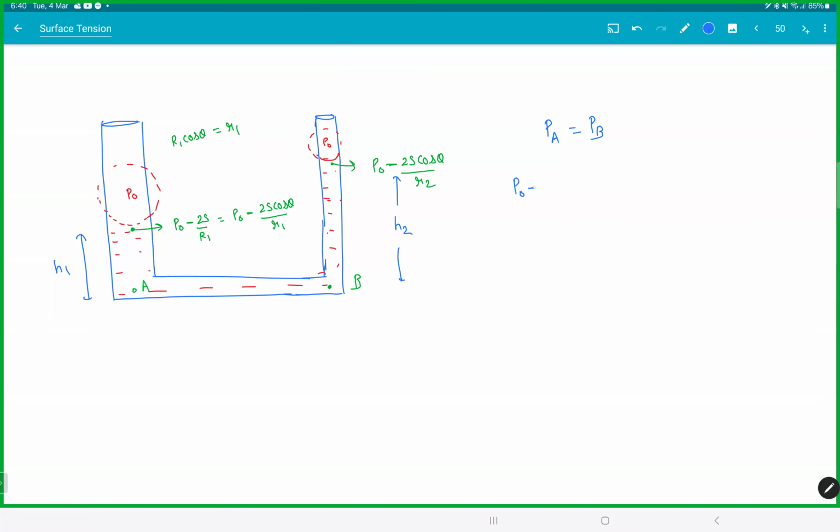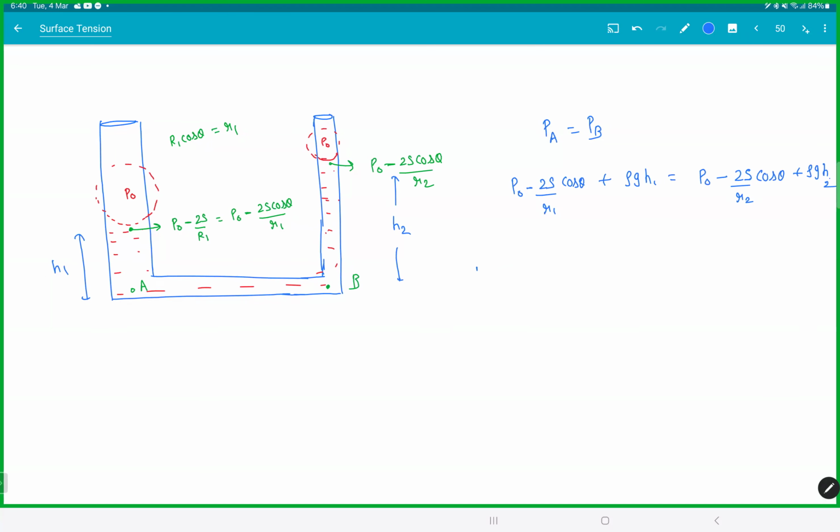So this will be P naught minus 2s by R1 cos theta plus rho g H1 will be P naught minus 2s by R2 cos theta plus rho g H2. Little lengthy, but the pressure method will give you the answer. P naught will cancel. You end up with H2 minus H1 is 2s cos theta by rho g R2 minus 2s cos theta by rho g R1.